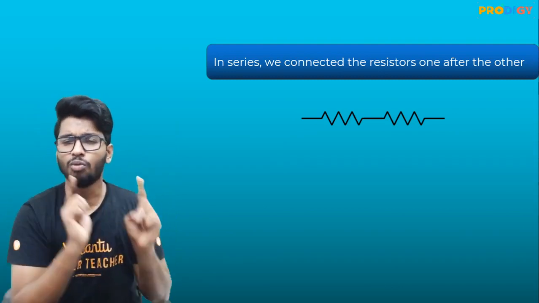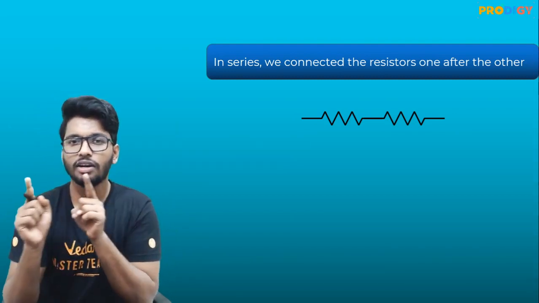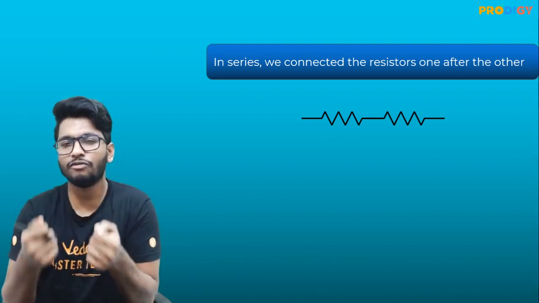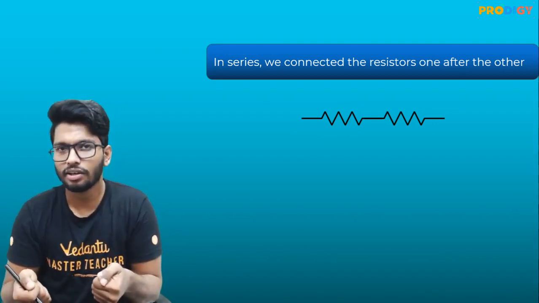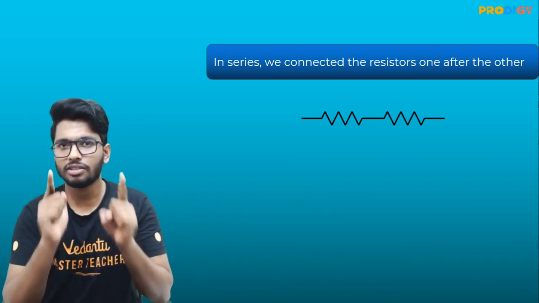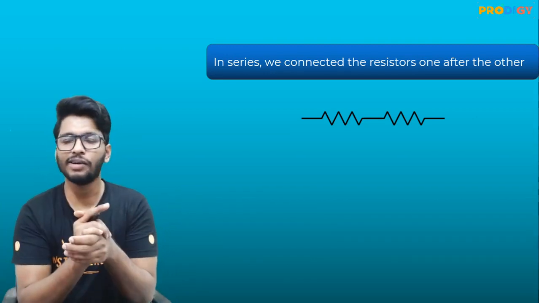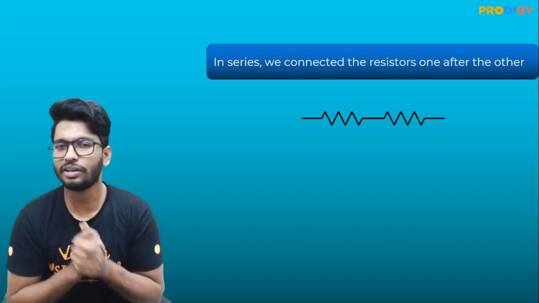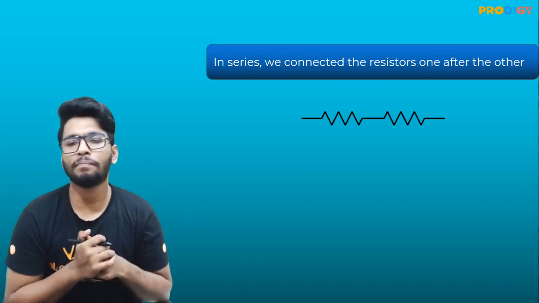Once again guys, the voltage across the two resistors will differ or will get distributed because they're connected to two different points, but current remains the same, right? And equivalent resistance is nothing but the sum of the individual resistors. Now let's talk about parallel connection.